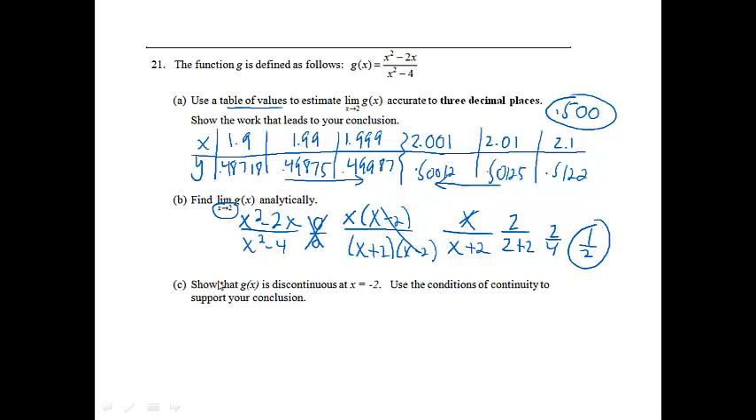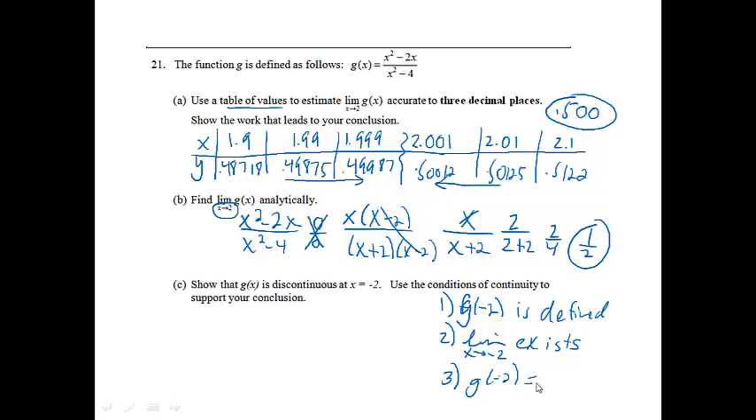All right, part C, show that g of x is discontinuous at x equals -2. Use the conditions of continuity to support your conclusion. Okay, before I do that, I'm just going to review. Condition 1 was that g of -2 is defined. My second condition would be that the limit as x approaches -2 exists. And then the third condition would be that g of -2 is equal to the limit as x approaches -2. Okay, so as long as I can show it's discontinuous by showing that any one of these doesn't work.